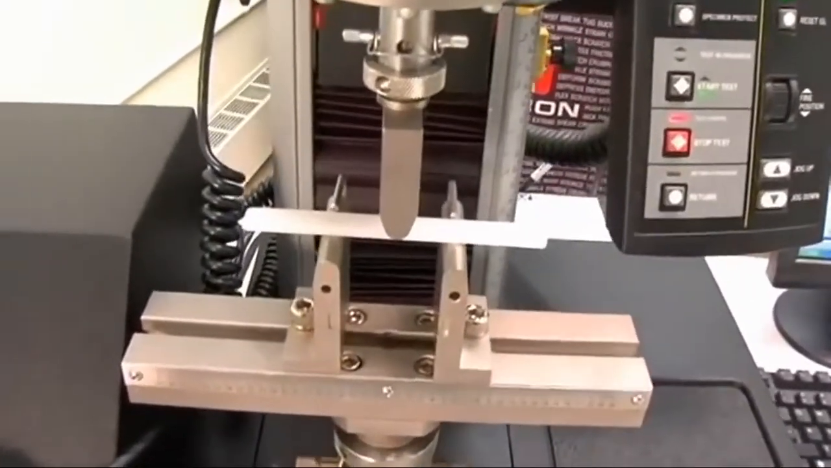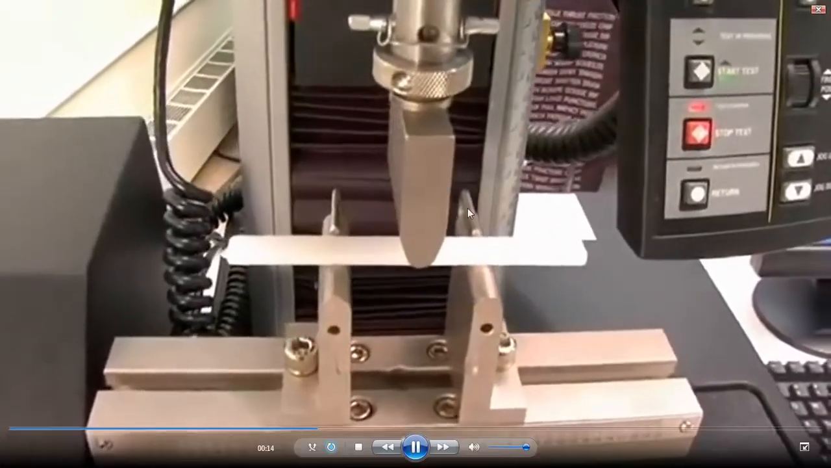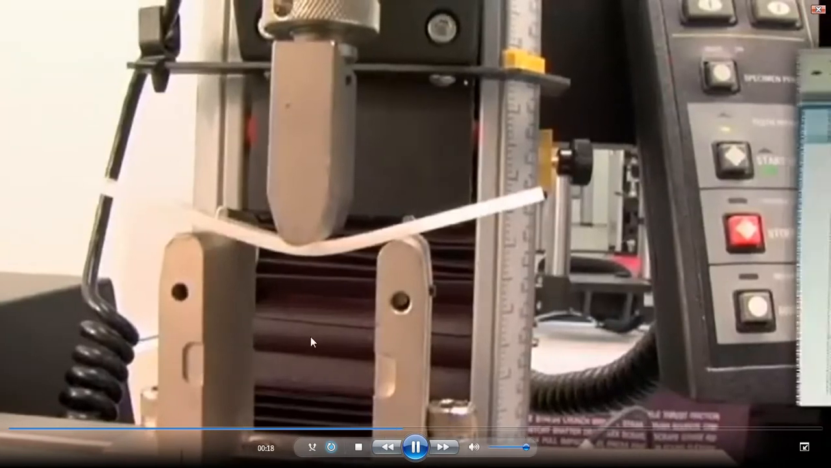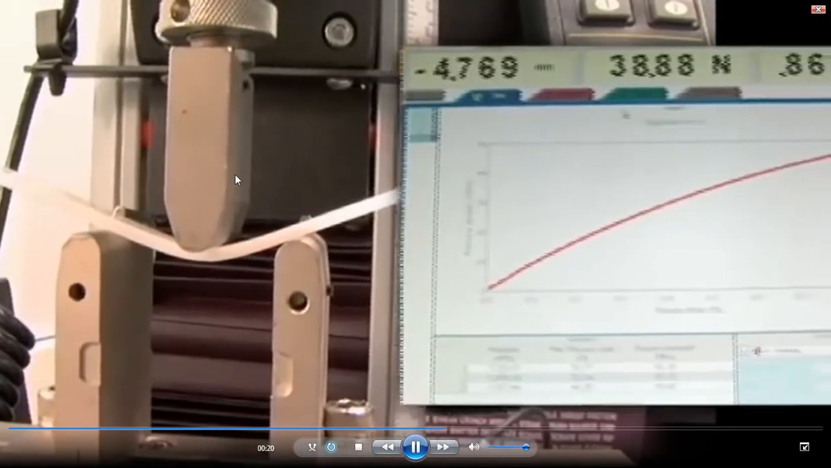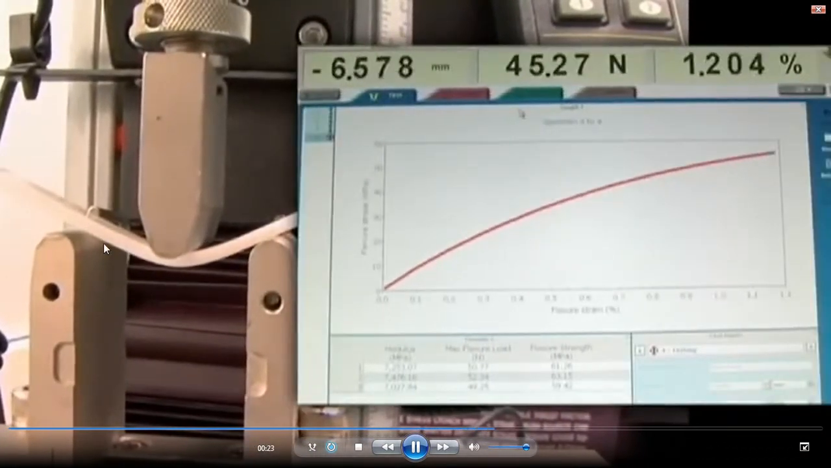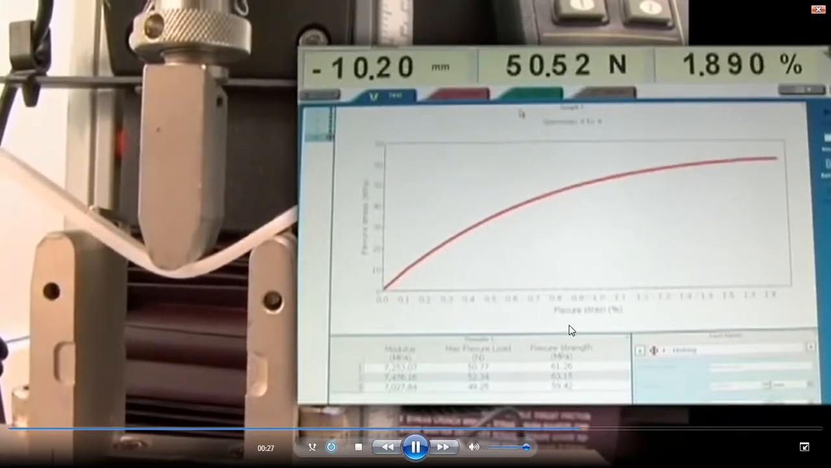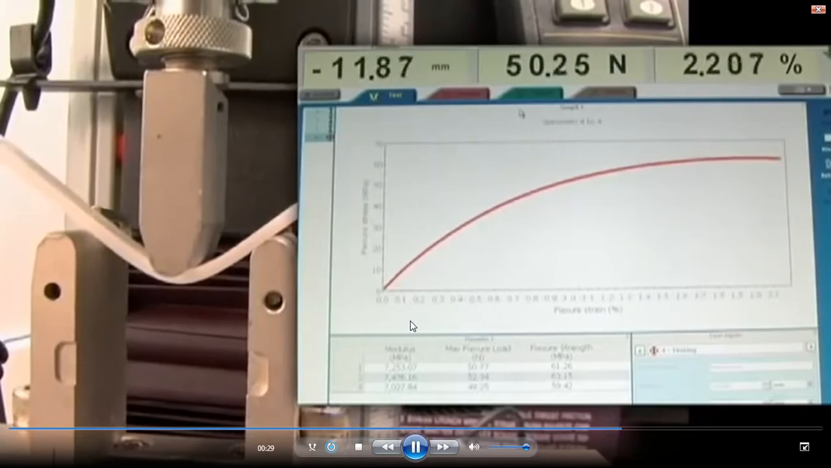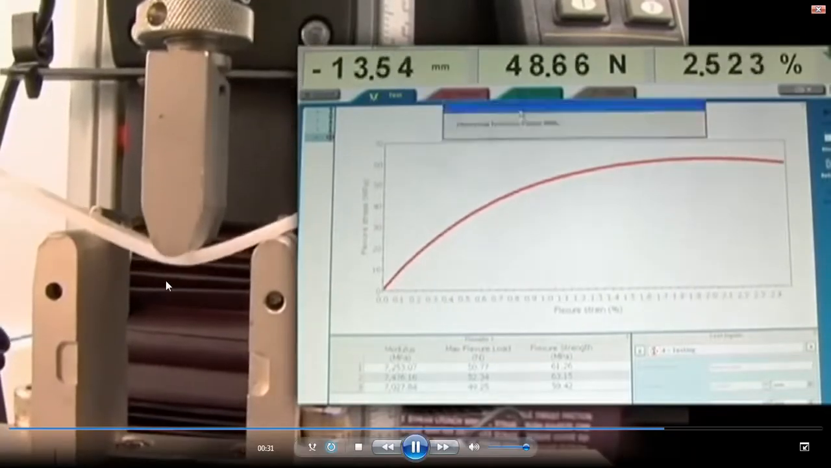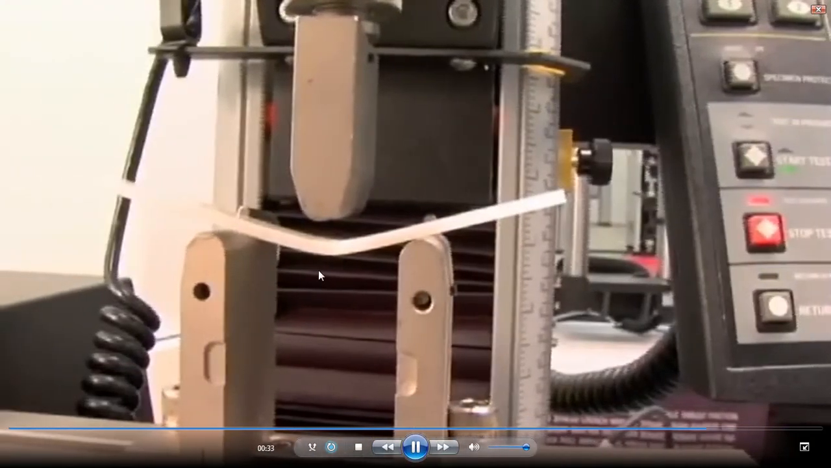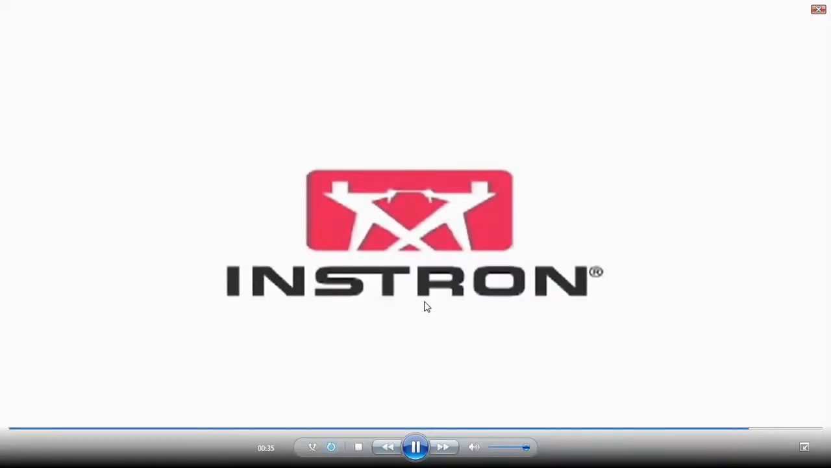This is 3-point bending. This white color is your plastic specimen, polymer specimen, and 3 mandrels. They are applying a force on the top mandrel. It is bending. This is like force versus the stress. And when it breaks, the stress will become zero. Okay. So checking how much is the bending.